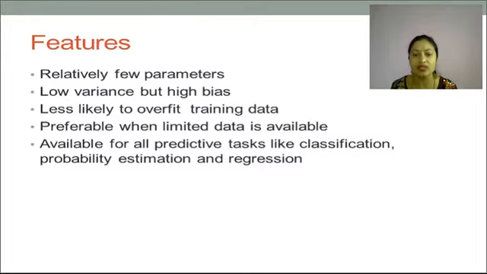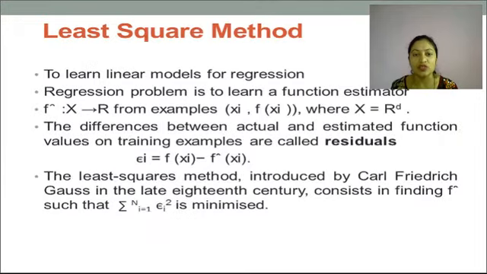Under these linear models, a very important method is called the least square method. This least square method can be implemented for regression purposes under these linear models. Now when we say regression, it is a problem of function estimation. So for this function estimation we can say f cap is a mapping from x to r, where x is the input and r is the output values. So we can say xi and f of xi is a function estimator where x belongs to r raised to d. It means that x has d dimensions of r values.